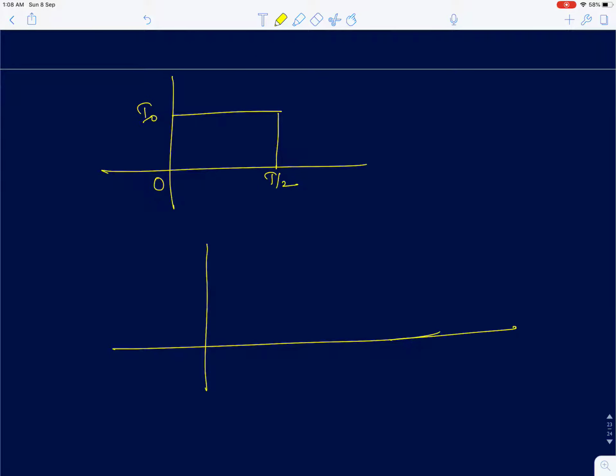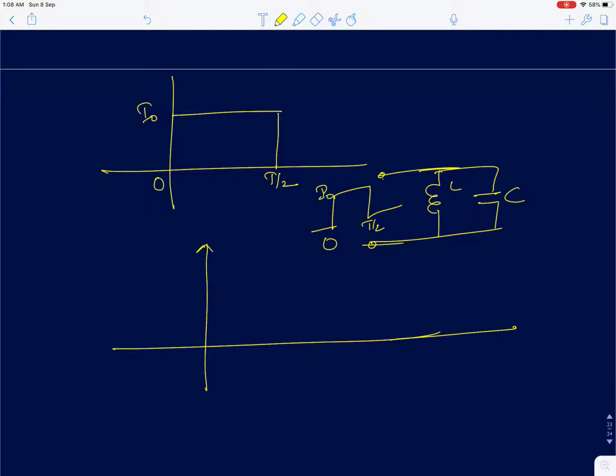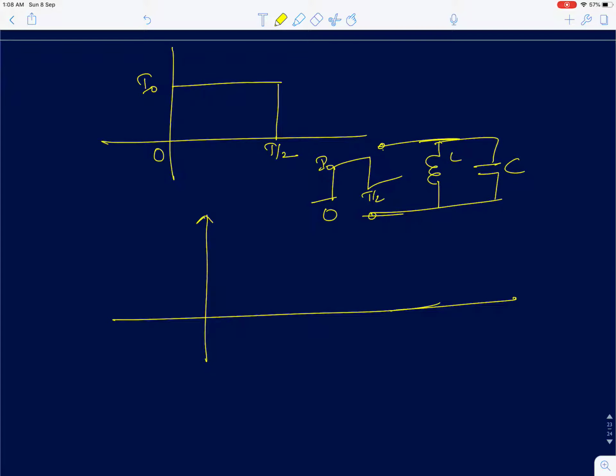We saw for this waveform, I'll just draw the overall for the parallel LC tank. So the current input is actually a pulse of value I naught that exists for T by 2 seconds. Now again the same process continues. First the capacitor current will be a peak and the voltage across the capacitor will start building. At t equal to T by 4, the voltage across the capacitor will be maximum. At t equal to T by 2, the voltage across the capacitor will come to 0.